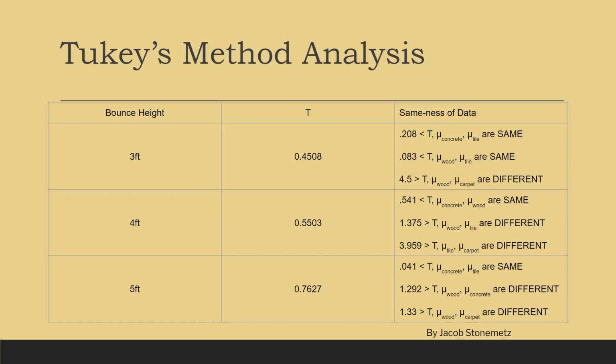And this trend is more obvious in our last one here at an initial drop height of 5 feet. The only two surfaces that were similar were concrete and tile at an initial drop height of 5 feet. 3 of the surfaces were all experiencing different rebound heights, except concrete and tile were still pretty similar.